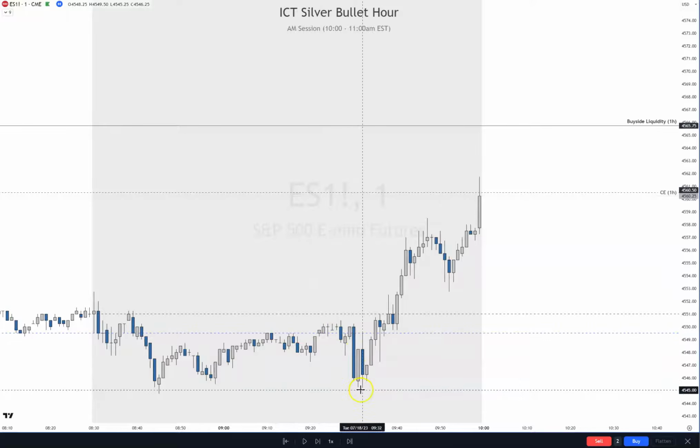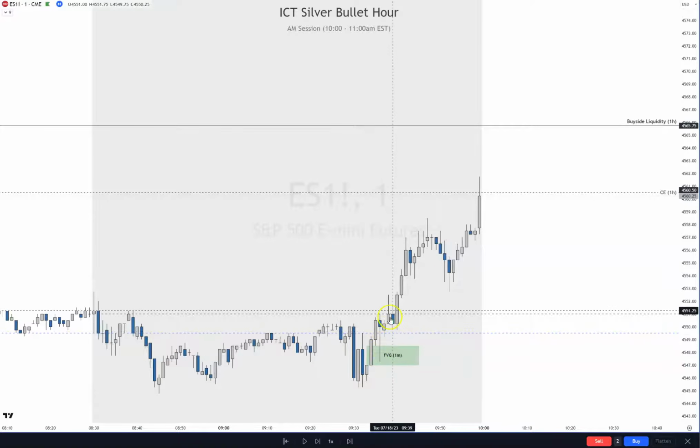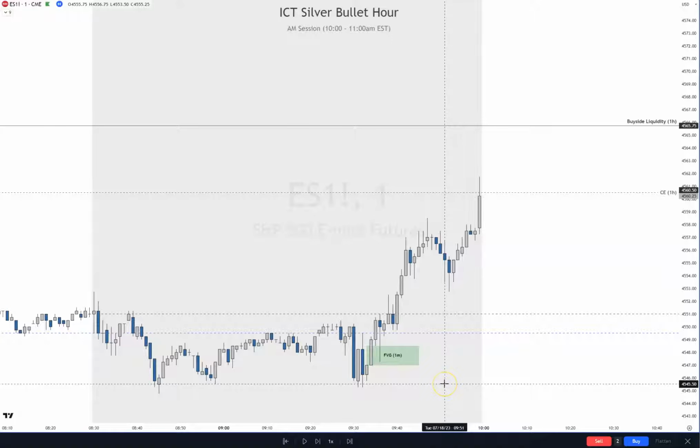At 9:30, we come down, we take out this liquidity right here, this short-term low here, and we see we have a fair value gap here. Price comes back in and trades back up. Would I take the trade? No. I'm just showing you where that was. Okay. Could you have got in there? Yeah, you actually could have. Right. This did take liquidity.